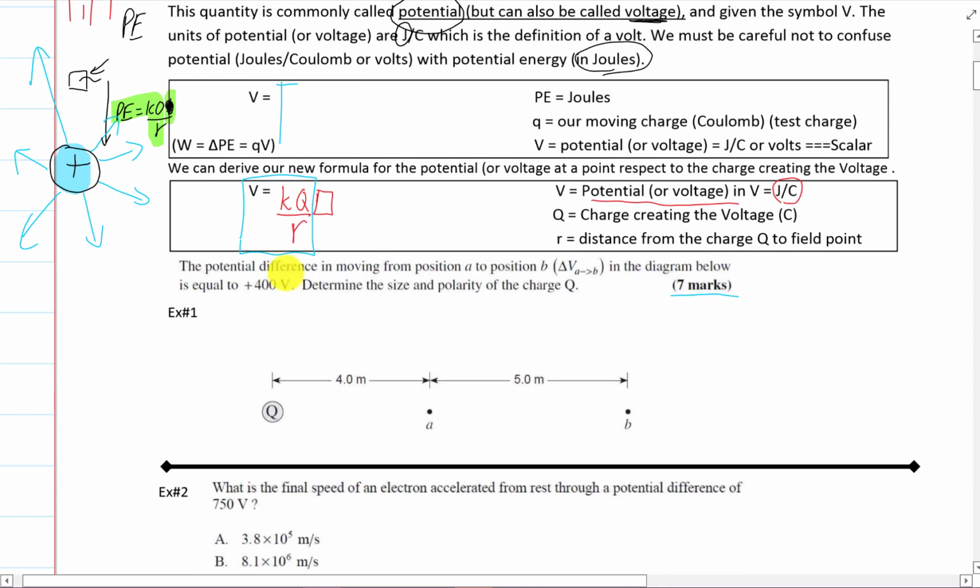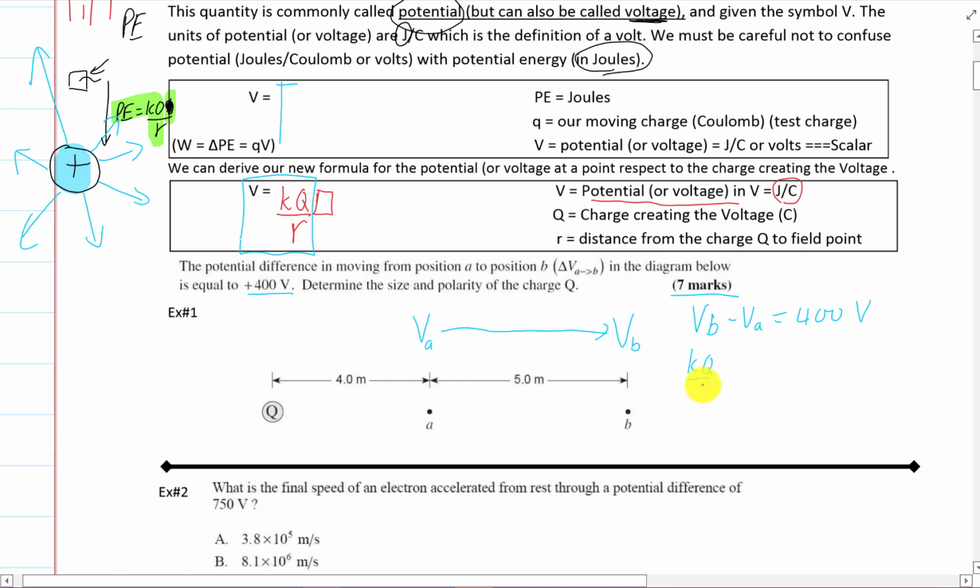Here's a 7-mark provincial exam question. The potential difference in moving from position A to position B, so delta V from A to B in the diagram below, is 400 volts. Determine the size and polarity of the charge. We have a voltage at this location and a voltage at this location, and they want to know, what is the charge? Moving it from this location to this location has a difference in voltage of 400 volts. So going final minus initial, VB minus VA is going to equal 400 volts.